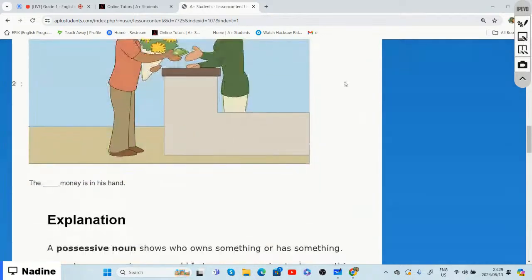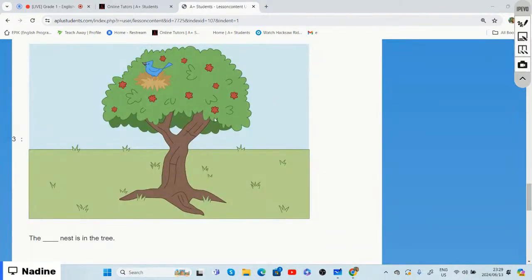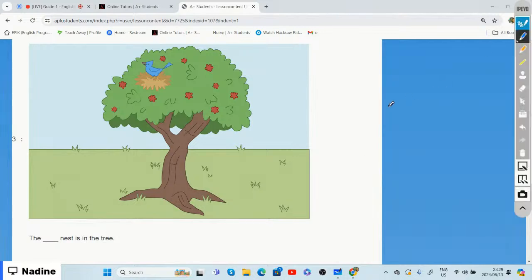All right, we already went through that one. Now let's look at this picture. The nest is in the tree. Whose nest, or what's nest, is in the tree? There we see the little person. It's his nest that is in the tree.